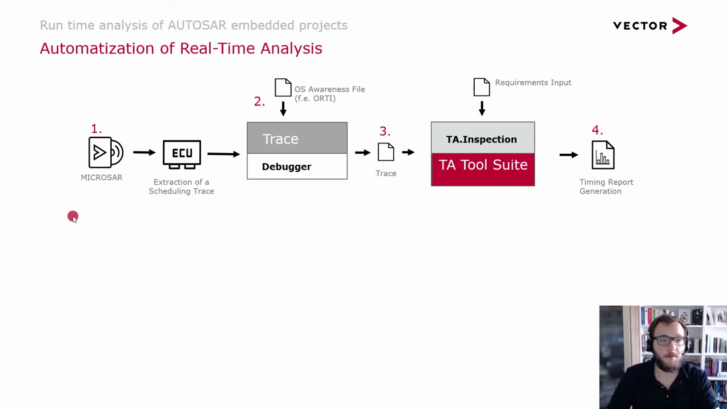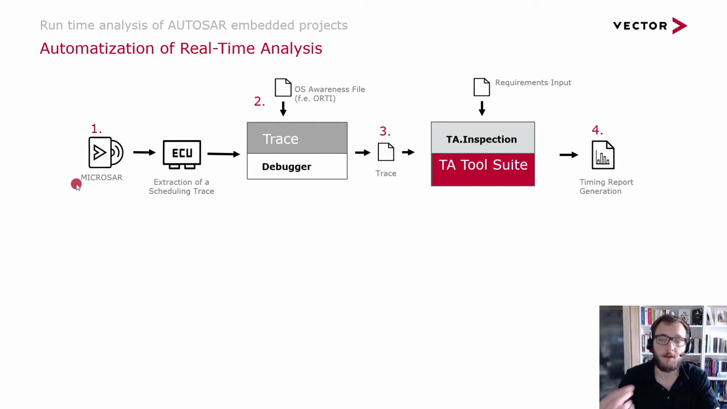First of all, we have 4 steps in this process. The first step needs to be done in the basic software that you are using. So if you're working with Microsar, you will need to configure the OS hooks in the DaVinci configurator in order to be aware of the state transitions of the different tasks.